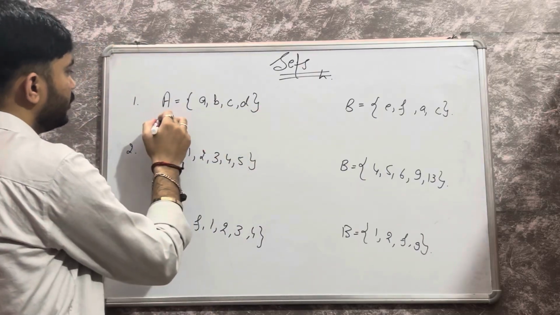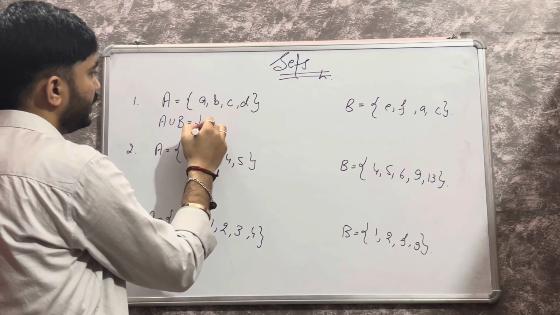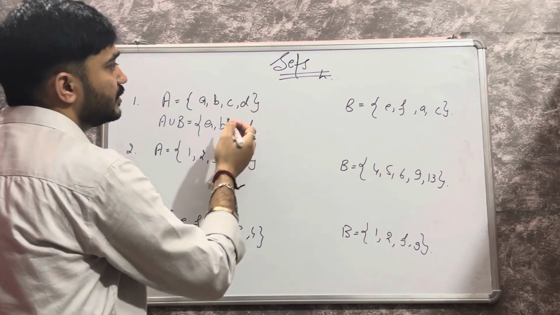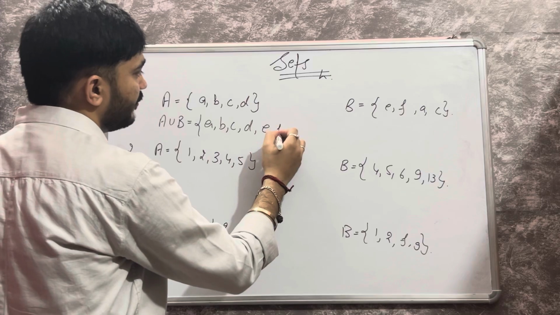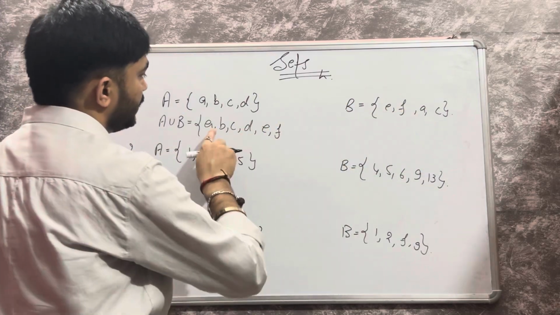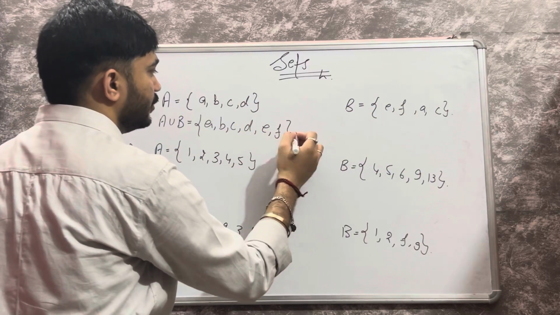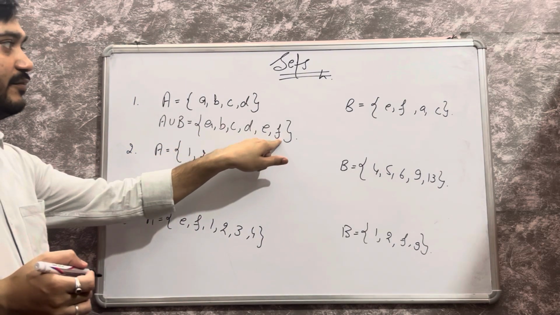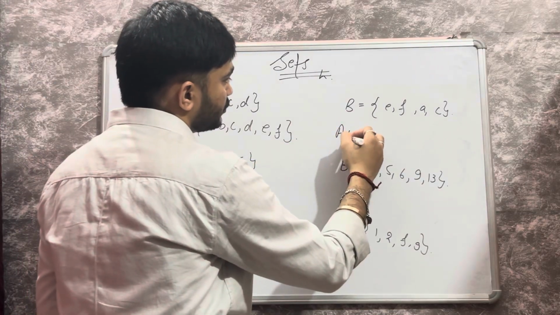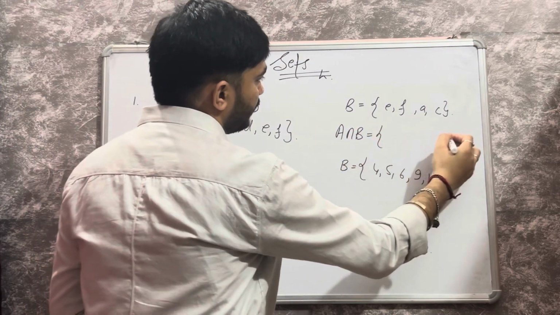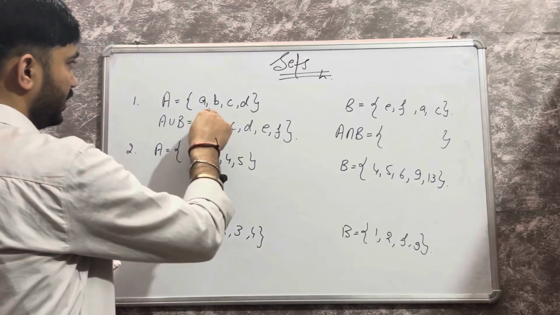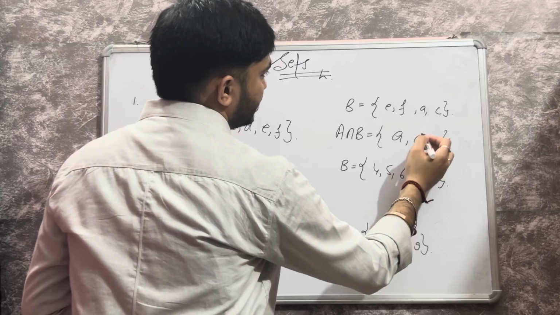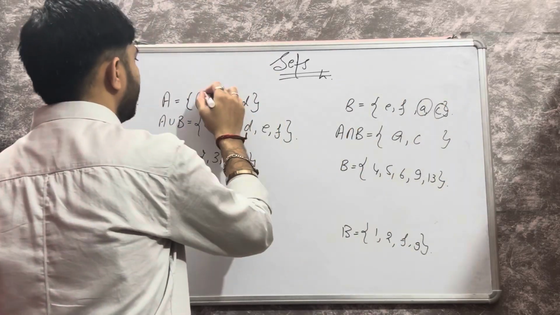Now here, the union A union B should be: write the elements of A first, a, b, c, d. Then the elements of B, e and f. We cannot write a and c here because a and c are already written. So A union B will be a, b, c, d, e, f. Any doubts? If we are going to write A intersection B, then what are the common elements between A and B? We are going to write a and c because a and c are in both the sets.